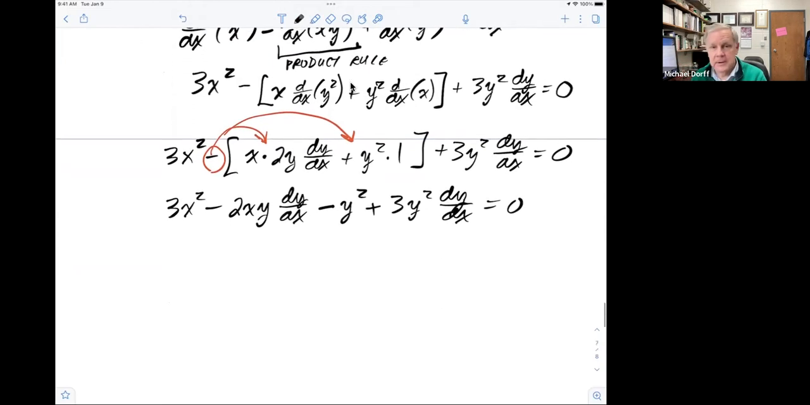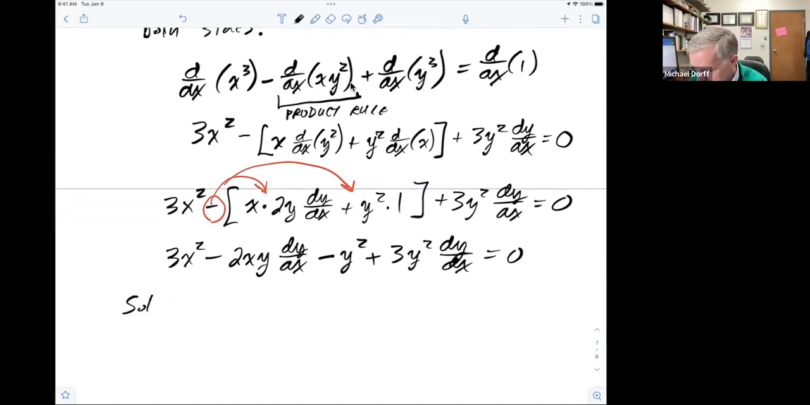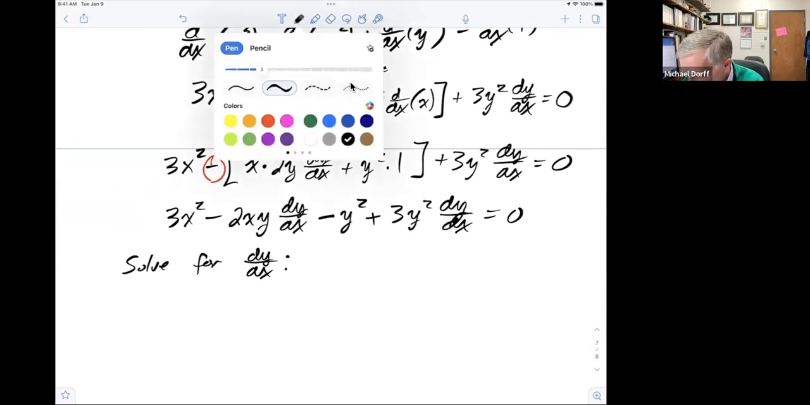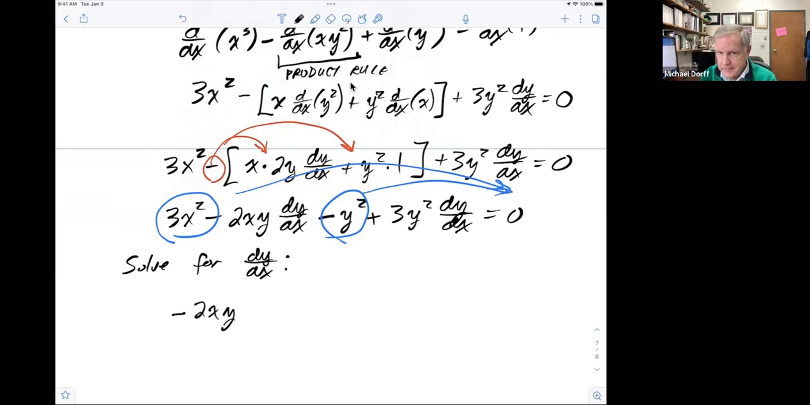And then what do I do next? Well, after you've taken ddx of both sides, you now solve for dy dx. So I'm going to take everything that doesn't have a dy dx, put it on the right-hand side. So that's these two terms. They're going to go over here to the right-hand side. And on the left-hand side, I'm going to keep everything that has dy dx. Forget it, I'm just going to show you all the steps. It's probably just as quick to do it this way.